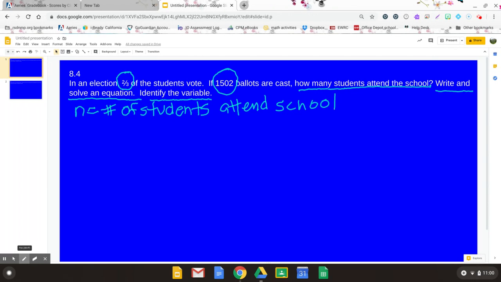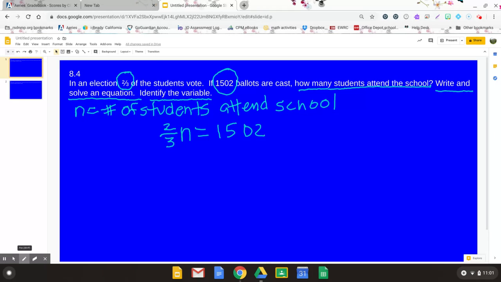Now I have to write an equation to solve this. So think about what information we know. 2/3 of some amount of kids equals 1,502. So when we say a fraction of something, that means we multiply it. So 2/3 of, that means we're multiplying it, of the total amount of kids in the school, which is n, equals 1,502. So now I just have to solve this equation.